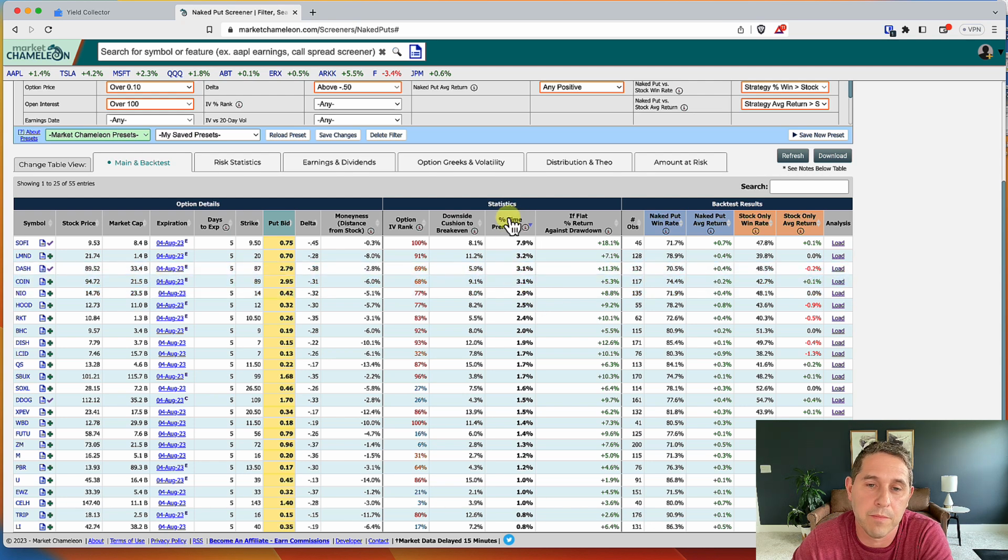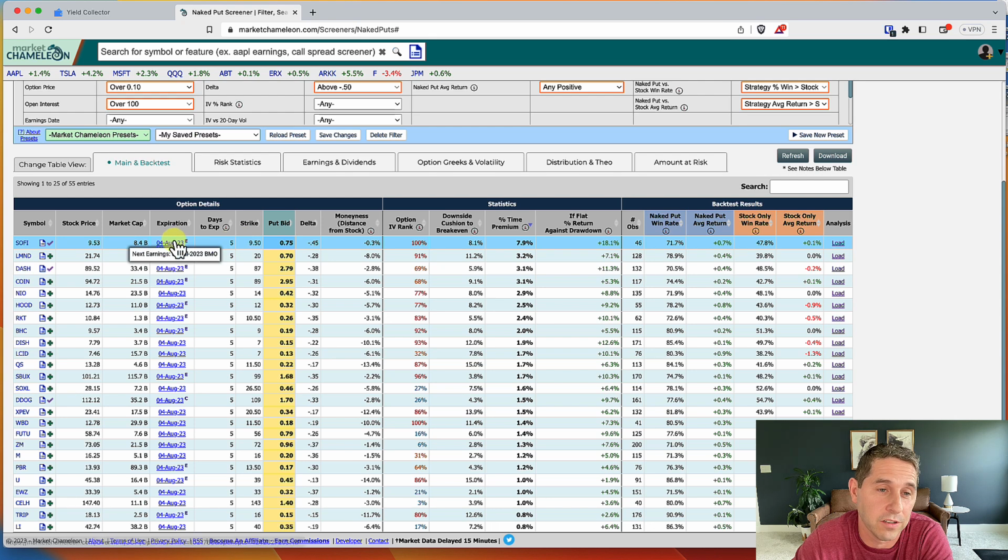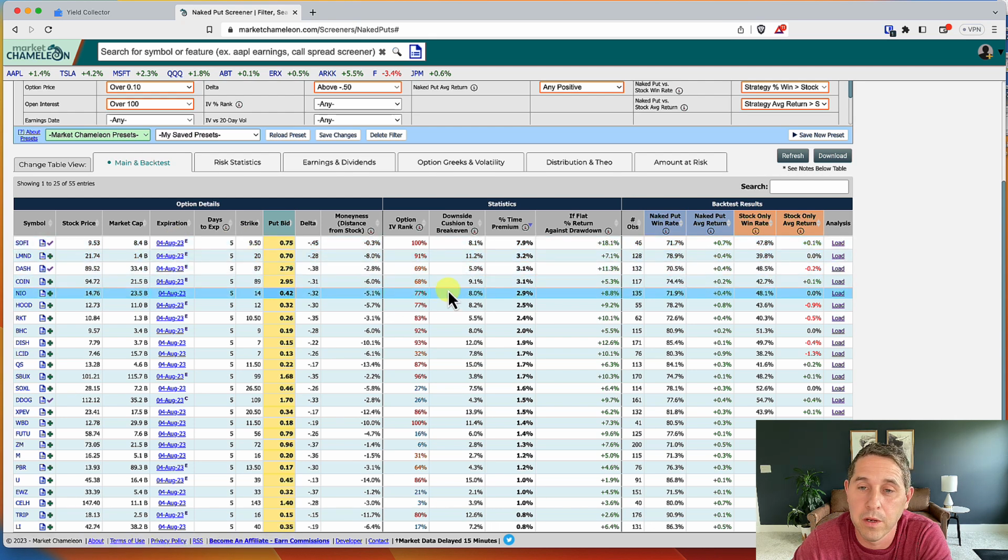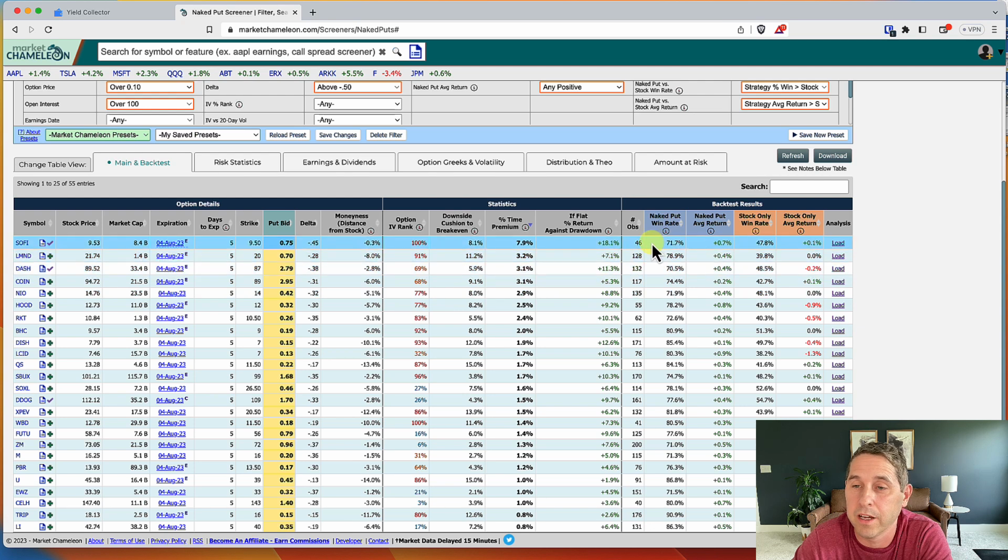And right now it's sorted by percent time premium. And remember, because we did the same days to expiration, this is an apples to apples comparison. So this one's actually pretty much paying the most, but it's a 45 delta and earnings are coming up, which is why premium's crazy high right now. But it's got a good win rate, got a good average return. Let me click on this.